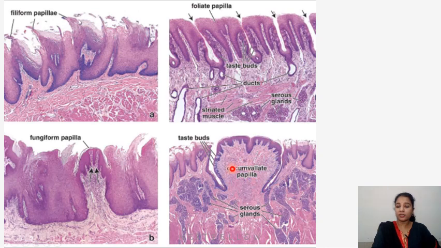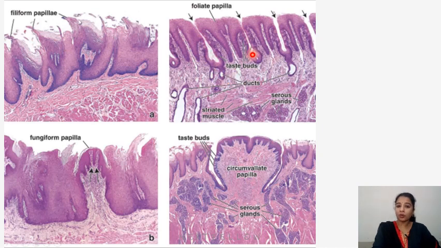So this one is called circumvallate papillae, and taste buds are mainly studded on the lateral side. We can see on each side of the circumvallate papillae the taste buds are seen. Fungiform papillae taste buds are seen on the dorsum side. Filiform papillae are devoid of taste buds.